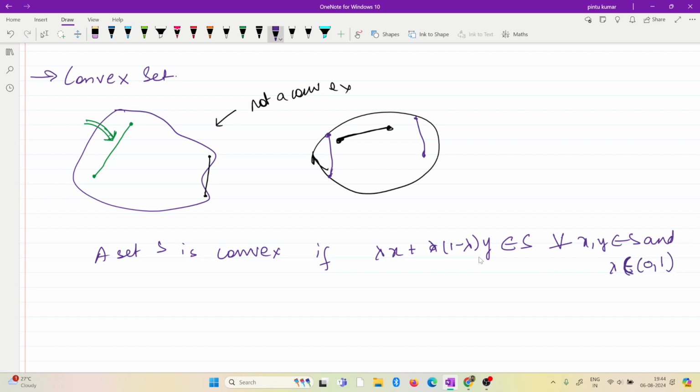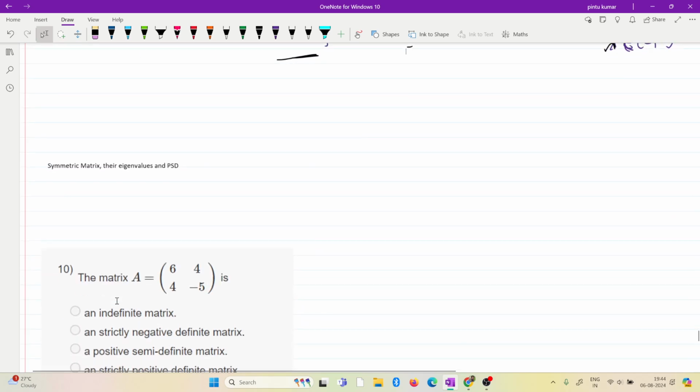So what does this mean? This represents the line connecting x and y. If you take lambda to be 0, it represents the point y. If you take lambda to be 1, it represents the point x. And as you keep changing lambda, you will keep getting intermediate points on the line. So this is the definition of a convex set. Any doubt in the definition? Okay, thank you. I'll move ahead.